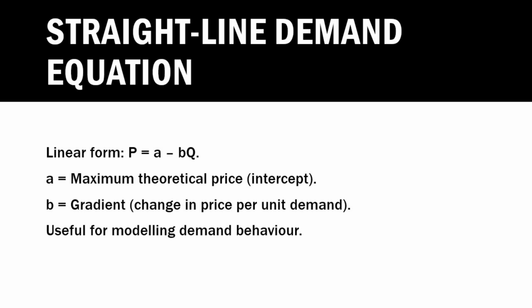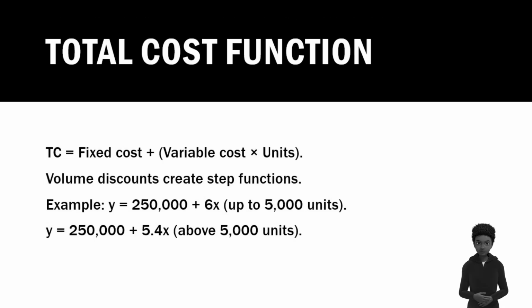Total cost function. Total cost equals fixed costs plus variable costs. If discounts apply, the function becomes stepped. For example, up to 5,000 units, total cost equals 250,000 plus 6x. Above 5,000 units, total cost equals 250,000 plus 5.4x. So cost changes as volume grows.